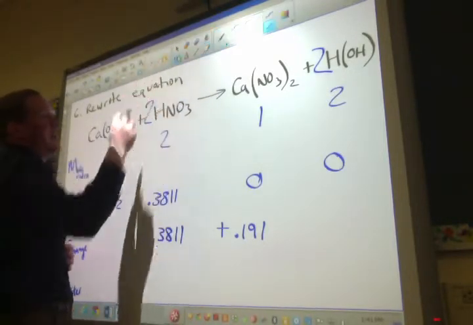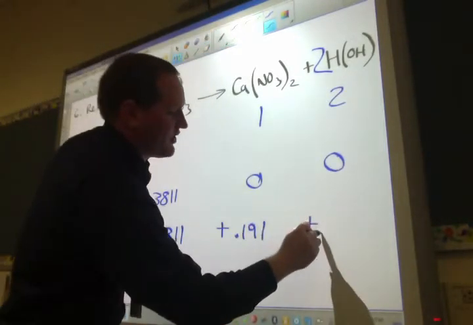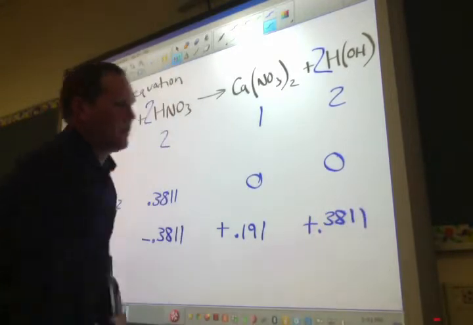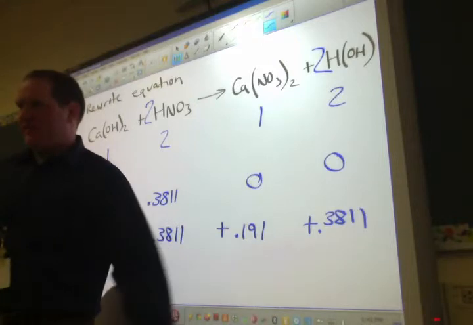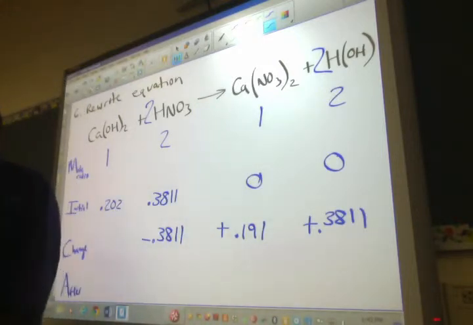But you don't have to do that if it lines up nicely like this. We're just going to say plus 0.3811. Why are you plussing it? Because we had nothing and we added this. It's forming.